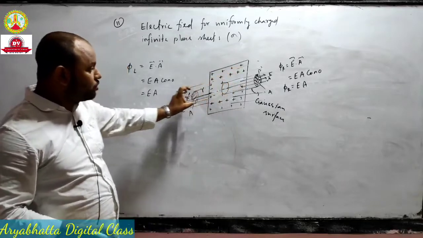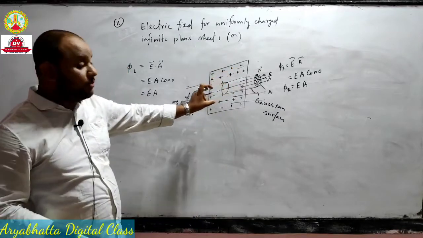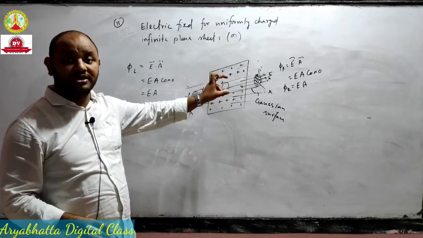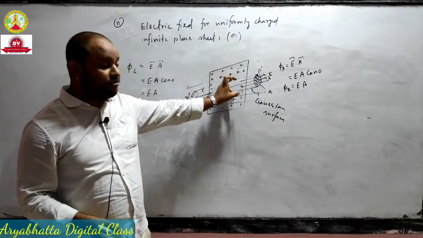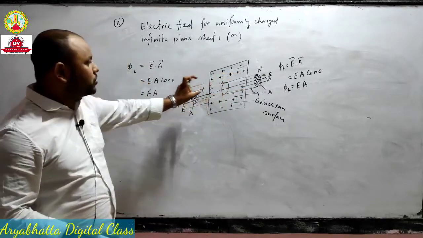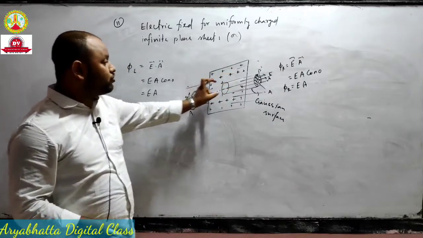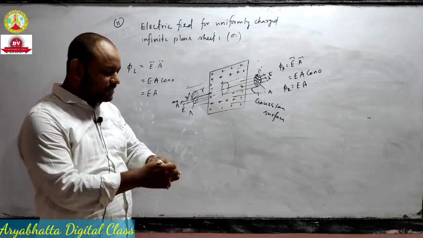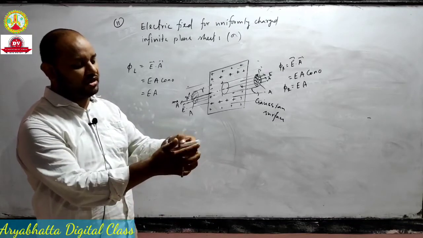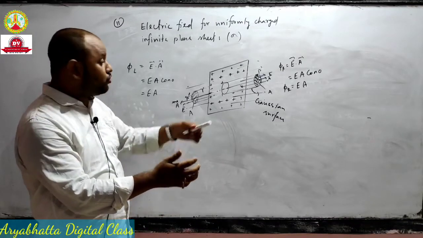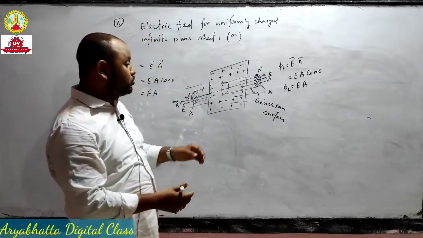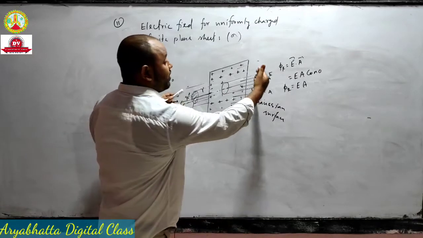Here the cylinder is a Gaussian surface. We have imagined this cylinder, and this is the Gaussian surface. For Gauss's theorem we have to imagine this Gaussian surface. Through the two flat surfaces, the electric field lines are crossing. That is why the flux will contribute only through these two flat surfaces.